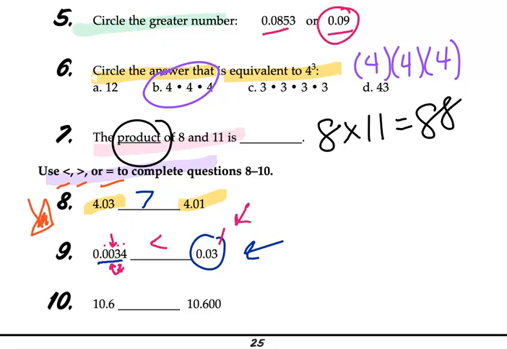Okay, and then for the last one, I will read this as $10.60, and I will also read this value as $10.60, making these values equal, which makes it easy.